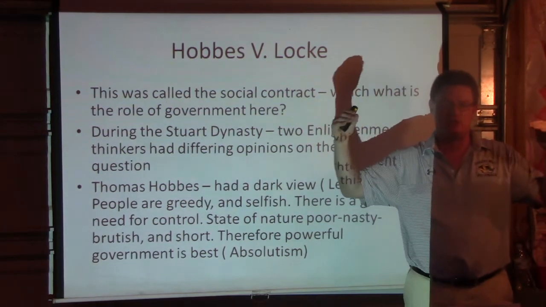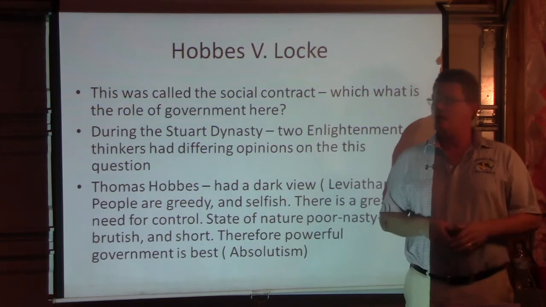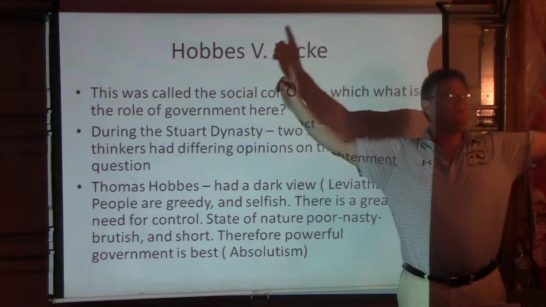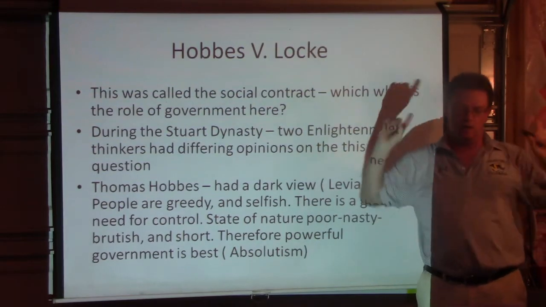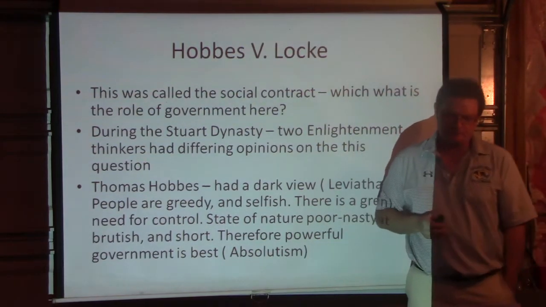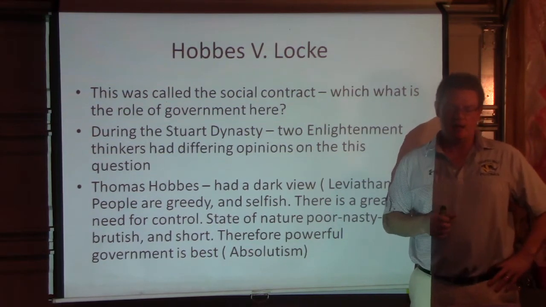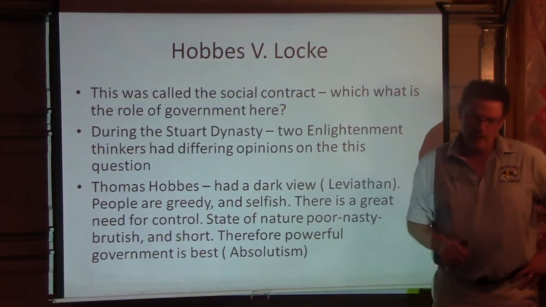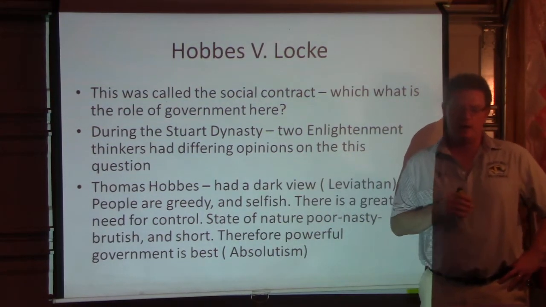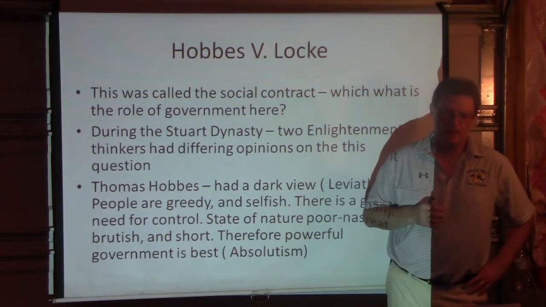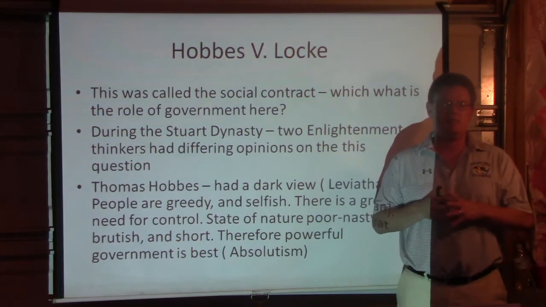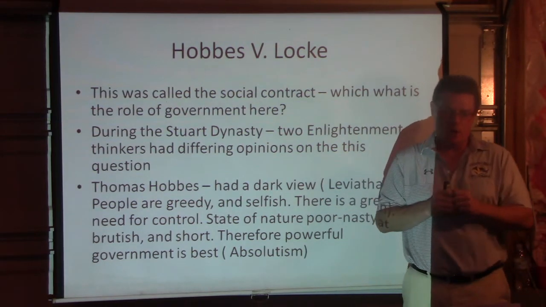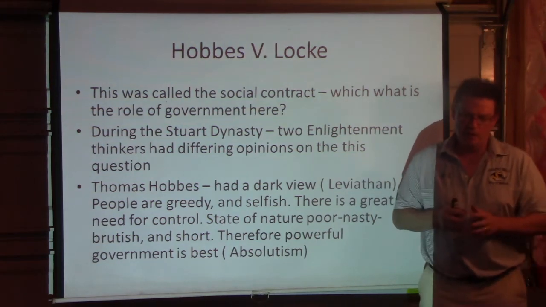What are we exactly trying to do here? And so during the Stuart dynasty, these two Enlightenment thinkers come up with completely opposite ideas of what was going on. Now, Thomas Hobbes here has a very dark, nasty view, trying to be my weather person here, of human nature. He writes a book known as Leviathan. And in it, Hobbes says that people are basically greedy. At our core, we're never satisfied. We always want more. We are greedy and we are selfish.